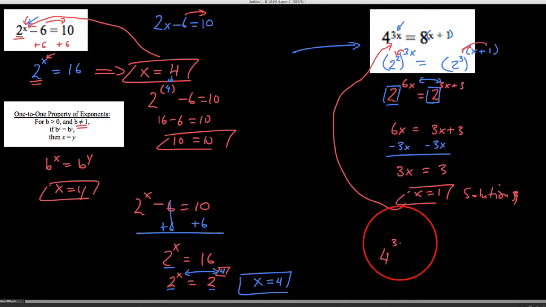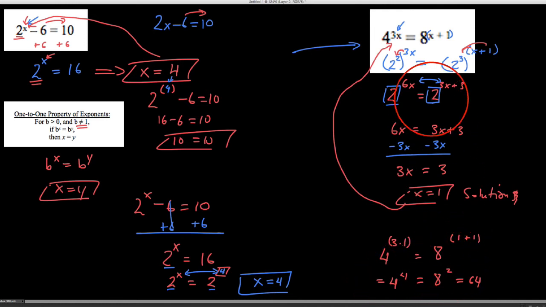So we say 4 to the 3 times 1 power is equal to 8 to the 1 plus 1 power. Actually, let's see here. If I plug this back in, we get 4 to the 3rd. Sorry, this is 3 times 1 here, so this is a 3. That's much better, because 4 to the 3rd is 64. So we get 4 to the 3rd is the same thing as 8 to the 2nd. But that's how you would solve an exponential equation if you could get the same base on either side: we can set their exponents equal to one another. Cheers.